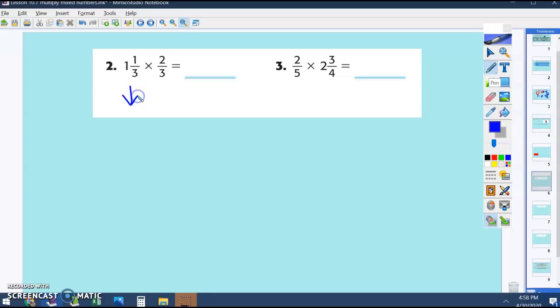I'm going to change this to an improper fraction. I know that 1 is the same as 3/3, and I have 1/3 that I have to add to it. So I know that is 4/3, and I'm going to do 4/3 times 2/3. I have to ask myself, I'm taking 2/3, so a fractional part of 1. Is my answer going to be more than 1 or less than 1? It's probably going to be less than 1. So let's do this work and see what we get.